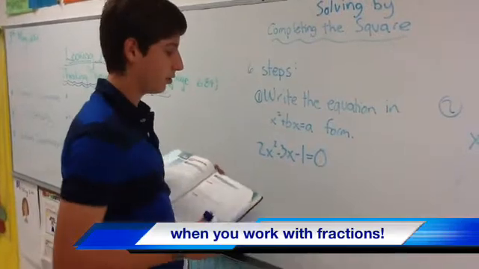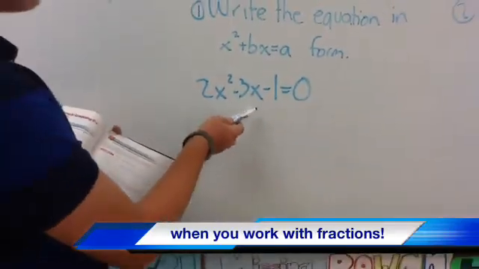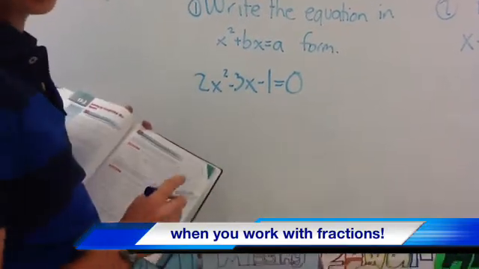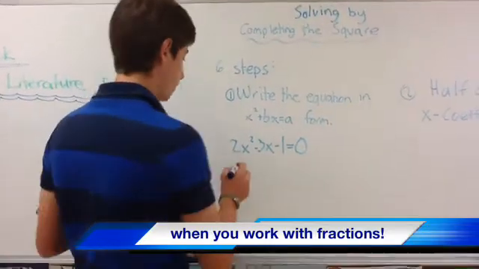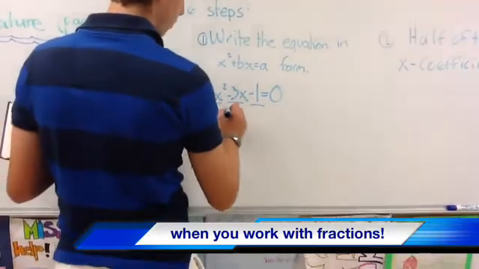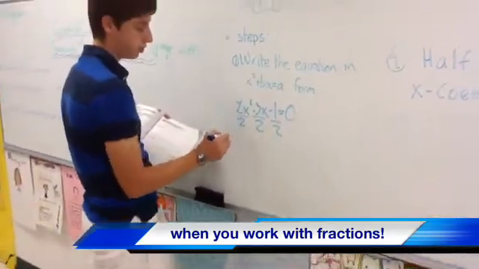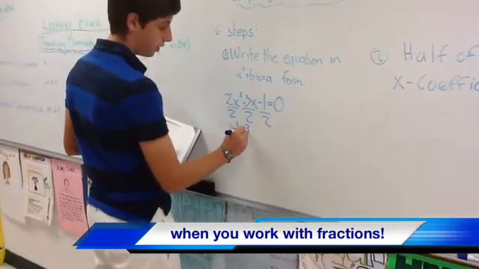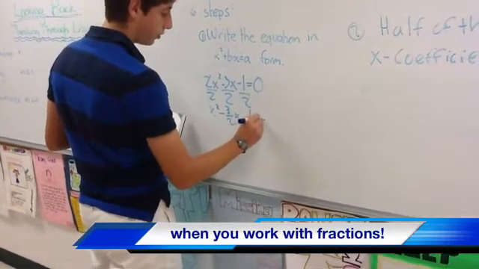Let's practice once more. You get this equation: 2x squared minus 3x minus 1 equals 0. Notice that you have a 2 before the x squared. You gotta get rid of that in order to get this form. So what you do is you divide every number in the equation by 2. If you do this, you cancel both 2's and you stay with the x squared. You get negative 3/2 x and negative 1/2 equals 0.